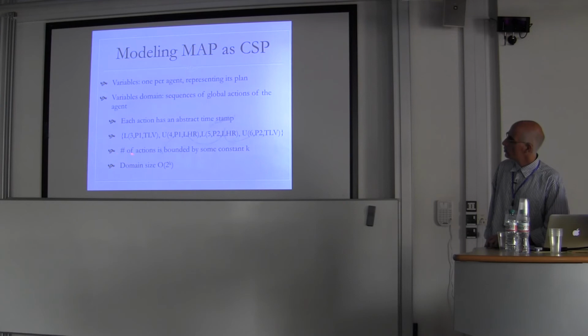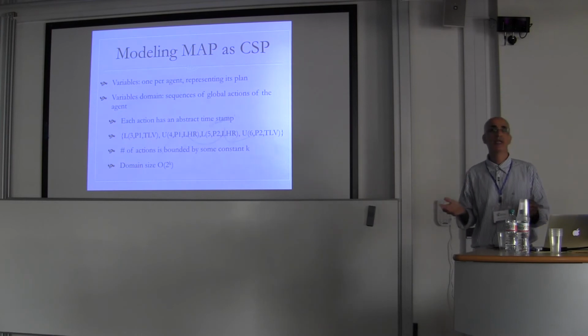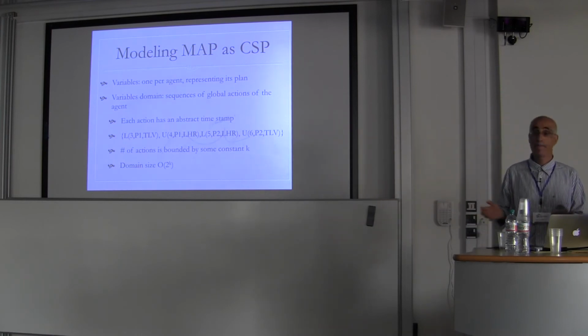And we constrain the number of actions to be bounded by some constant k. So this is a global plan for the agent that has 4 global actions. We're going to allow as values for our variables sequences of actions that are bounded by this number. And so the size of the domain is exponential in the number of actions that we allow, right? We allow sequences of length k, so there's an exponential number of sequences of length k. Okay?